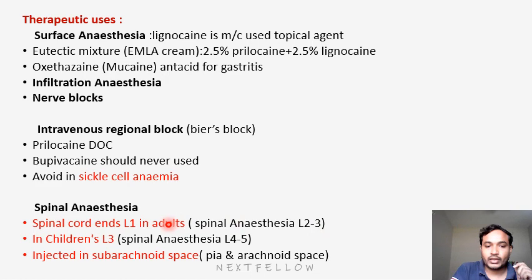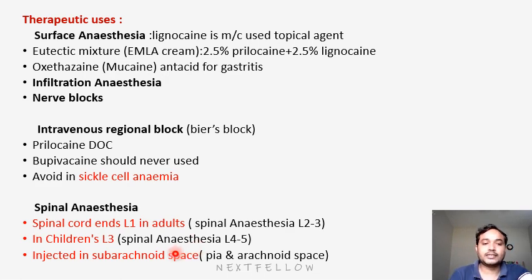So the spinal cord ends at the L1 region, and spinal anesthesia will be given at L2 to L3. In children, the cord ends up to L3. So obviously, only after that we have to give spinal anesthesia, that is L4 to L5. In between L4 and L5, we will give spinal anesthesia in children.